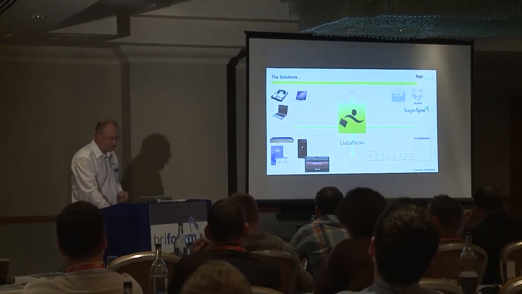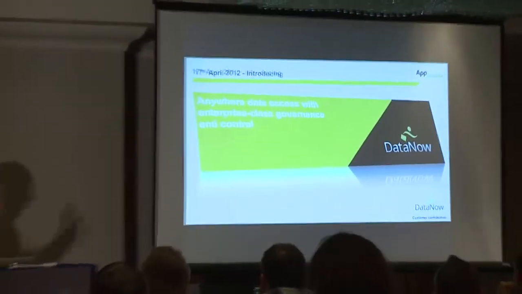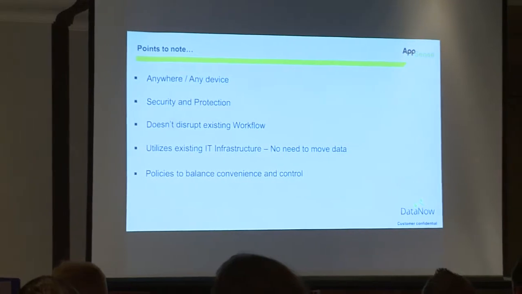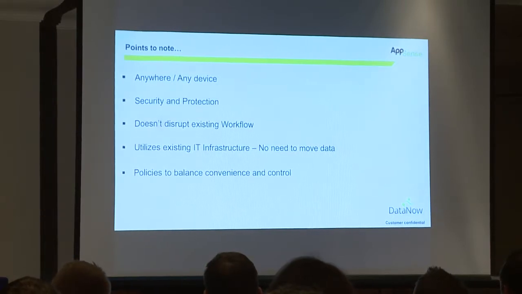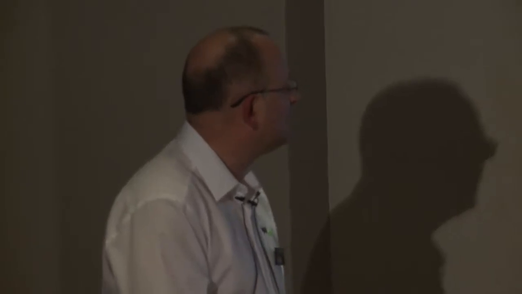So we've come up with this product called Data Now. Anywhere data access with enterprise class governance and control. And really, as I said, it doesn't disturb the workflow, and utilizes your existing data centers. You've got gobs of storage in there. You know where it is from a governance point of view. If you've got physical location governance rules, depending on which vertical you're working in, having access to your data center data is probably a very important thing. The reason people have used Dropbox and the like is just convenience. They haven't been able to get easily to the home asset.